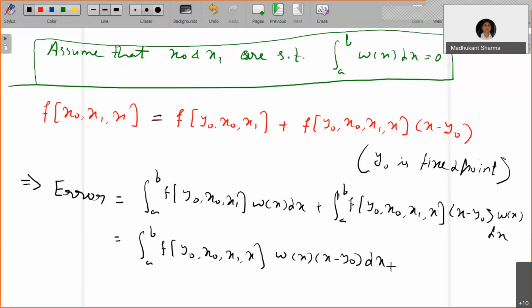Now what can you do next? If you remain here, this is using 4 points, and suppose this does not change sign. Then you apply the mean value theorem, and you get a third order derivative at some point, and you get exactness up to second degree polynomials. But you wish to go up to third degree polynomials. So again we use a similar type of recurrence relation here, and assume that x0 and x1 are such that the integral from a to b of w(x)(x - y0) is 0. Whether such things are possible or not, we will answer later.